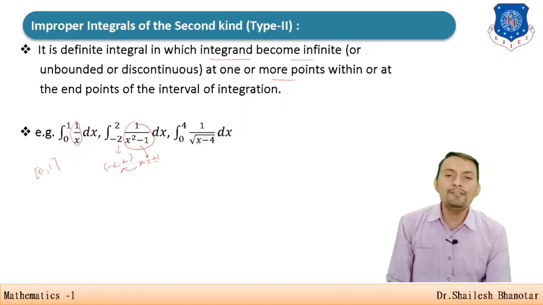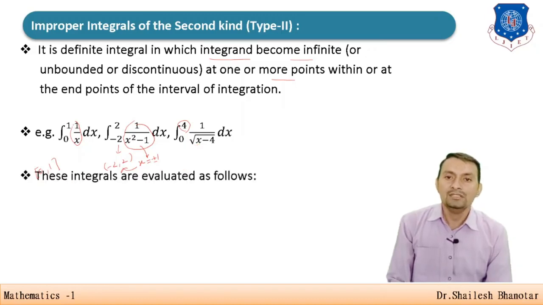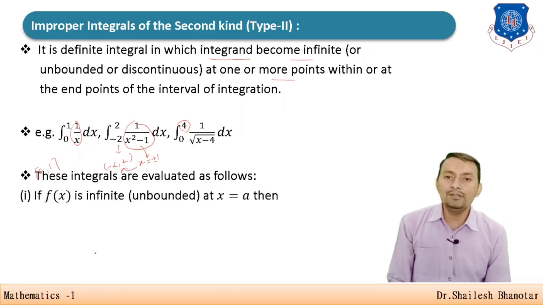Third one: if you take x equals 4, we get 1 divided by 0, which is infinite. So at the upper limit the function becomes unbounded, or discontinuous, and therefore this is an improper integral of kind 2. So this kind of improper integral can be evaluated as follows.